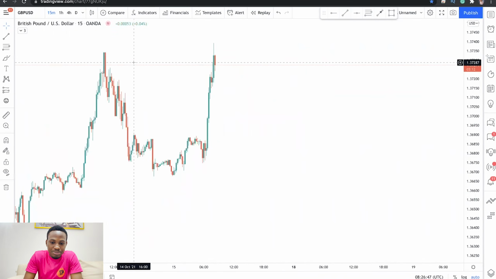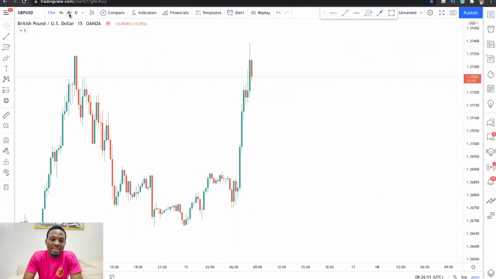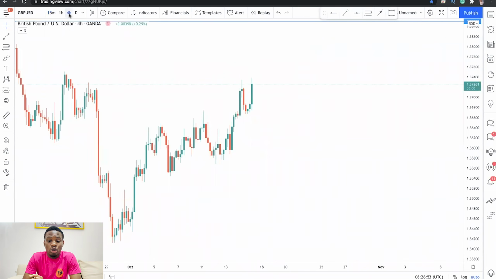So here on the computer screen, the first thing you want to do as a day trader is go on the 4-hour time frame. This works for a day trader on GBP USD only. I don't know if this works on other pairs, but I've tested it. I've worked with this for more than 3 years on GBP USD, and it works crazily, on and on. So what you want to do is come to the 4-hour time frame.